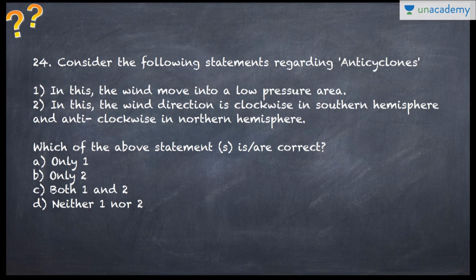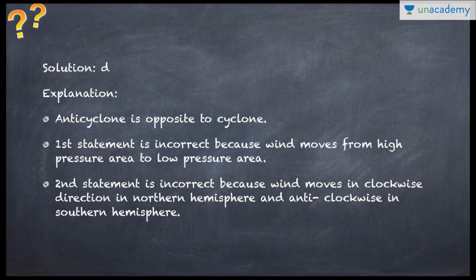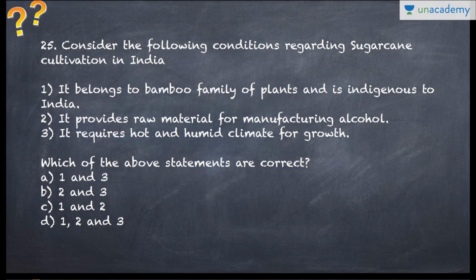Okay, now let's talk about anticyclones. This is a basic definition of anticyclones. The statement that the wind moves into a low pressure area is not right. And the other statement is also wrong because the direction is not clockwise in the southern hemisphere. Actually, both statements are wrong. The explanation is that an anticyclone is basically the opposite of a cyclone. So once you know cyclone, all you have to do is reverse it. And that's it here.